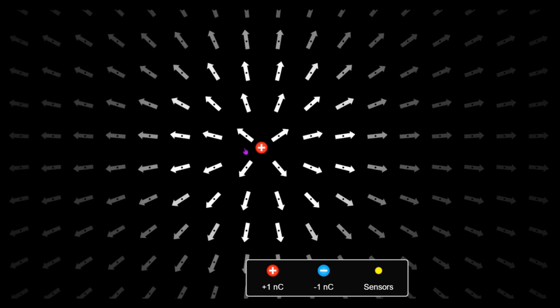So here, if you can see, I have placed one positive charge. Its direction is outward. Anywhere it is outward. If I keep a sensor here, you can see the direction. See, it is showing outwards from the positive charge. So it is starting from the positive charge and ending in infinity.